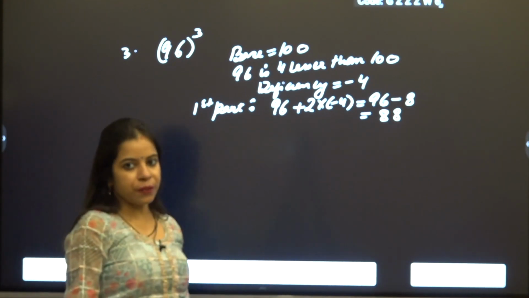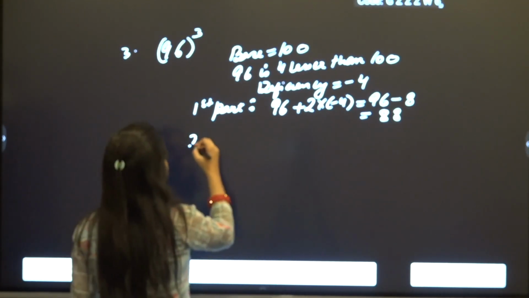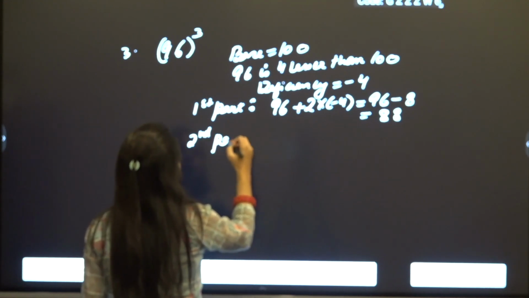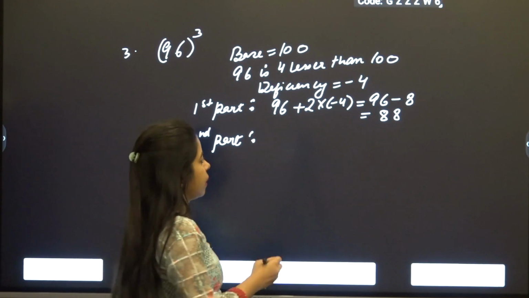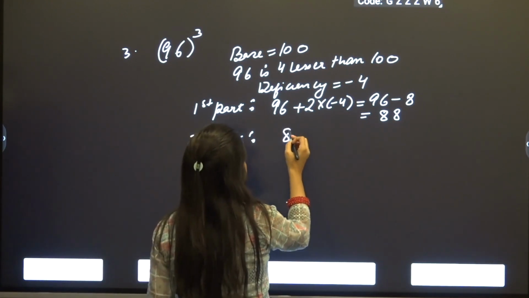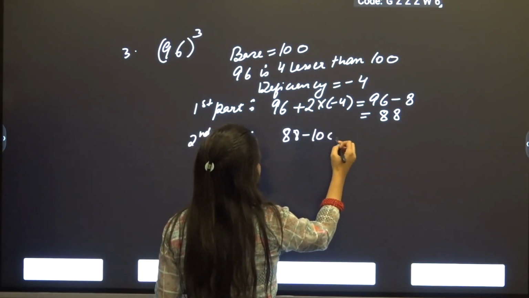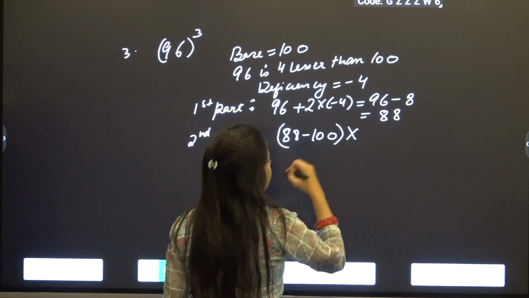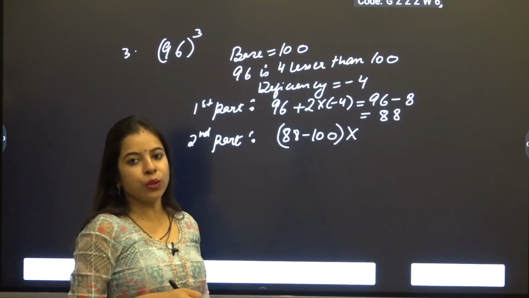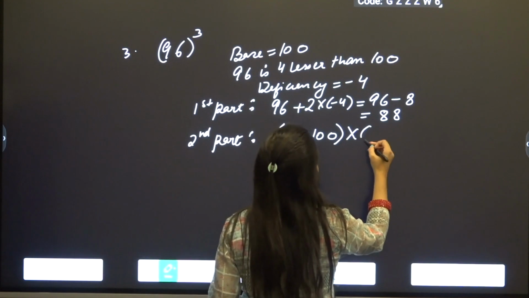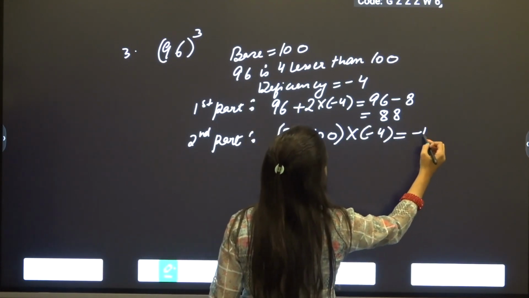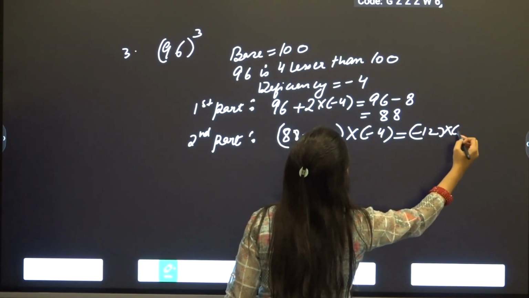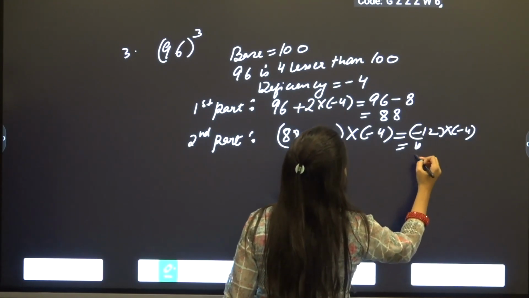This is the first part. For the second part, I am going to consider the number obtained in the first part and subtract the base from 88, and the resultant I am going to multiply with the deficiency, which is minus 4. So this is minus 12 into minus 4, which is 48.